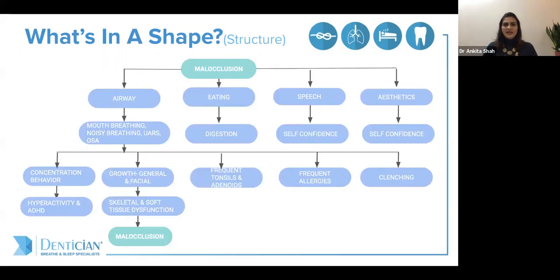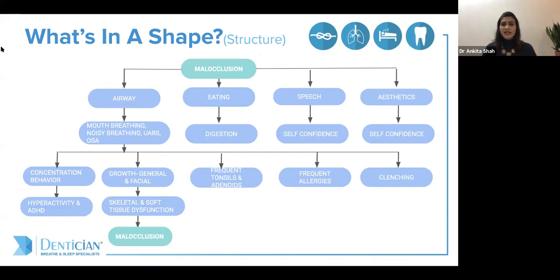So let's understand what's in this shape. How can malocclusion affect this entire spectrum? Now, when we look at malocclusion, it can affect your airway. We have already seen that. It can affect your eating, which is going to cause you a lot of reflux as well as digestion issues. It can affect your speech as well as aesthetics, which is going to affect the child's self-confidence.